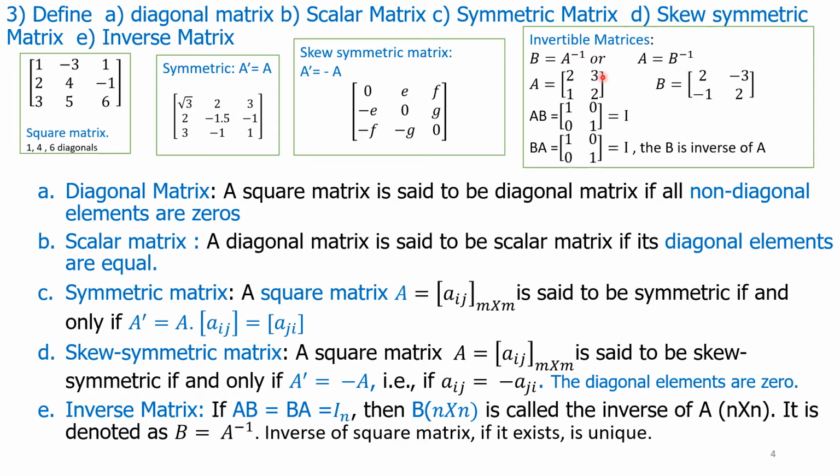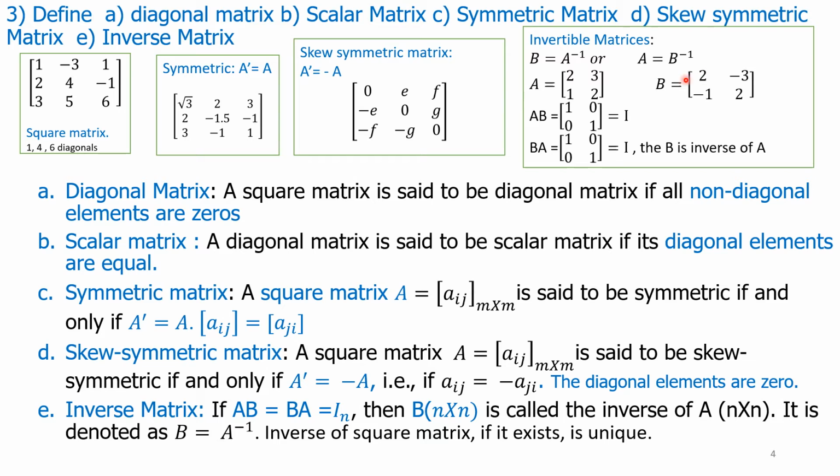For example, A is [2, 3; 1, 2]. This is a 2 by 2 matrix. And B is given as [2, -3; -1, 2]. A is given, B is given. We have to find AB.